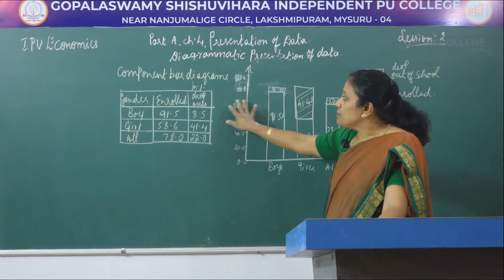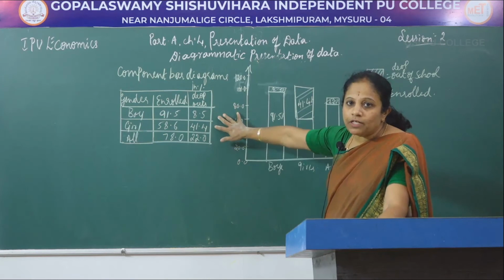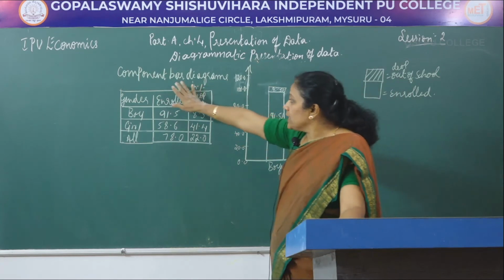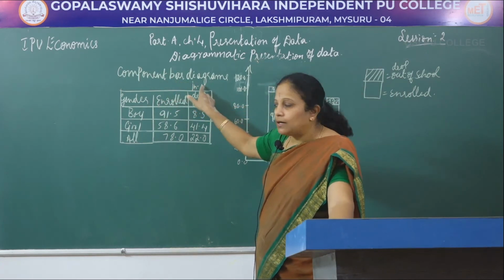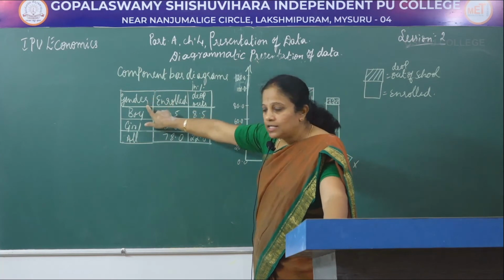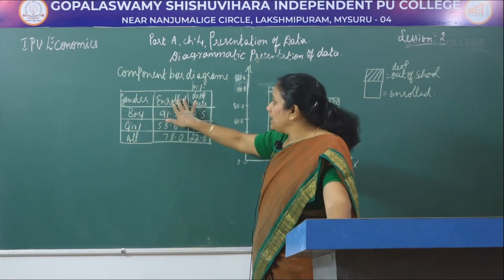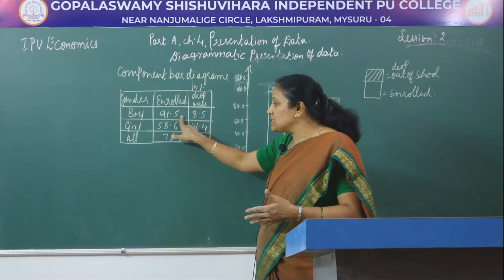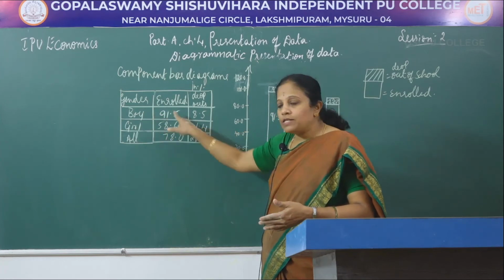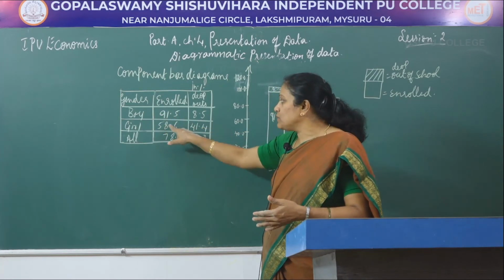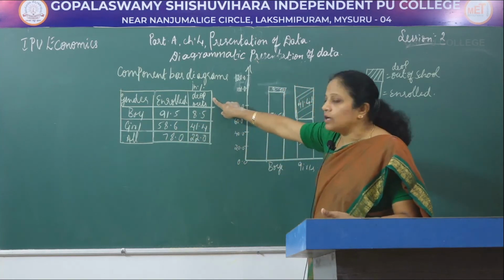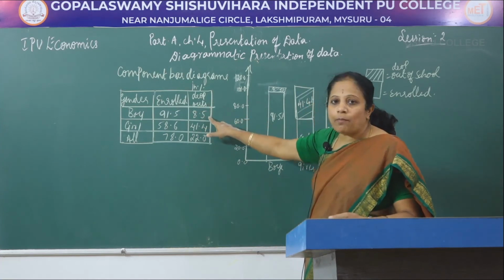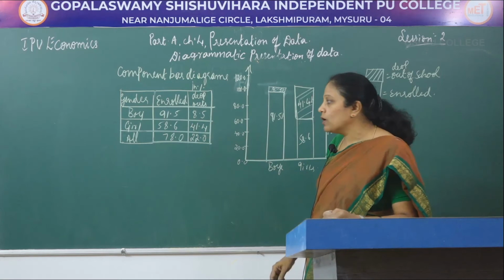This is a component bar diagram. Here the magnitude of the details is divided into different components. So let us see one example for the component bar diagram. The gender is mentioned in this column, that is boy and girl, and the percentage of those who have enrolled in school is 91.5 among boys, and the percentage of girls is 58.6. The percentage of school dropouts among boys is 8.5 and the percentage of school dropouts among girls is 41.4.